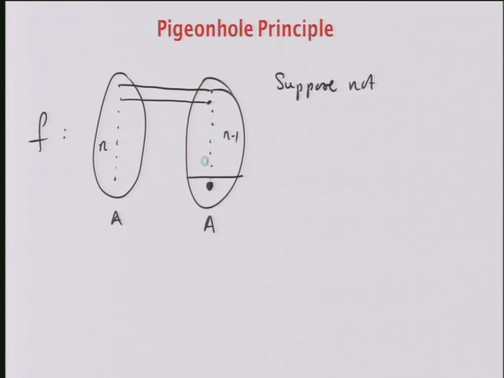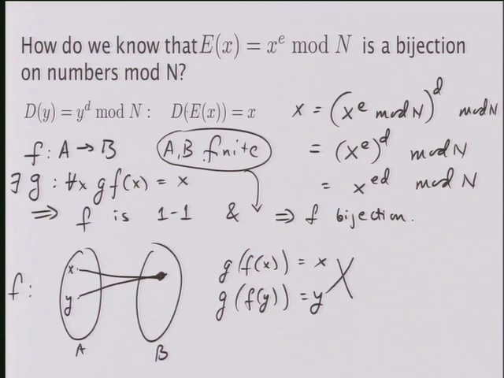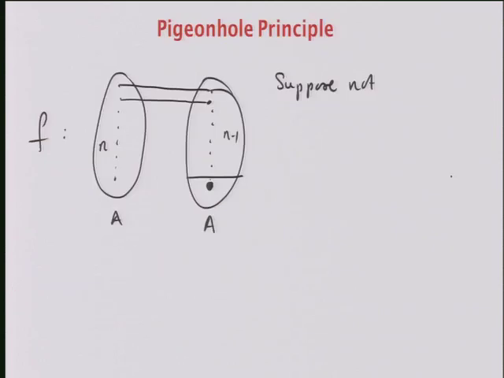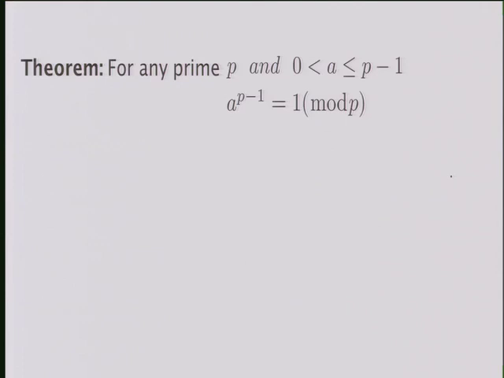So now, to show that the RSA function is a bijection, all we have to do is show that x is the same as x to the e times d mod n. So how do we show this? It turns out this is actually quite an interesting thing to show. It relies on what's called Fermat's Little Theorem. Unlike the last theorem, this one he actually had a proof of.